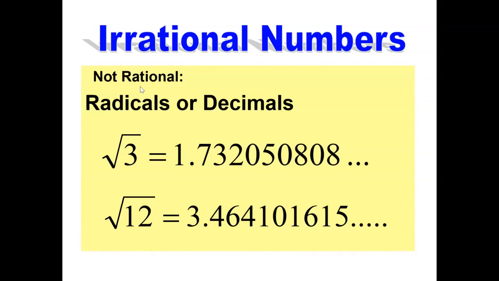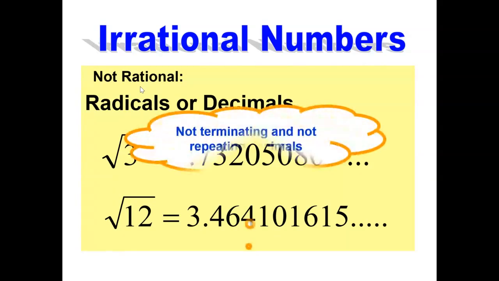Also, if you notice, the 3 and the 12 are not perfect square radicals. So anytime you see that they're not perfect square radicals, this is the kind of decimal you will get. So remember, for irrational numbers, we're looking for non-terminating and non-repeating decimals. Now let's review everything we have talked about so far.